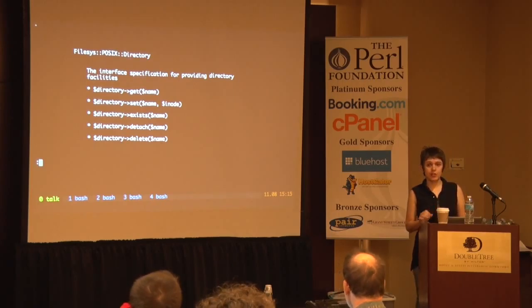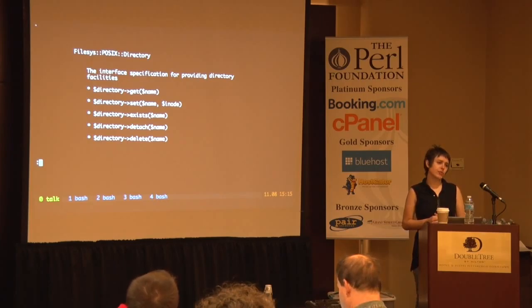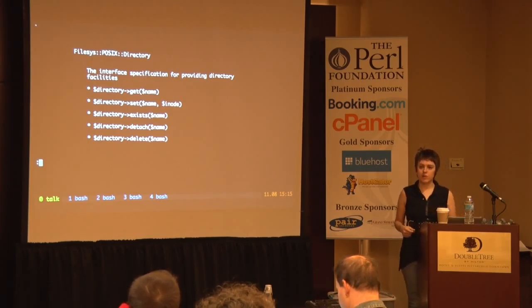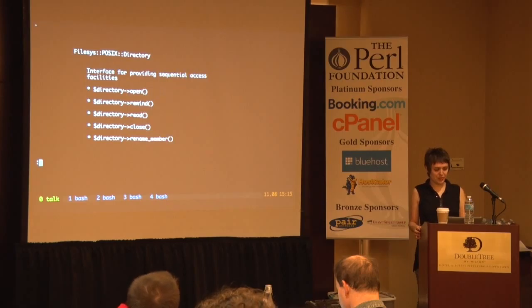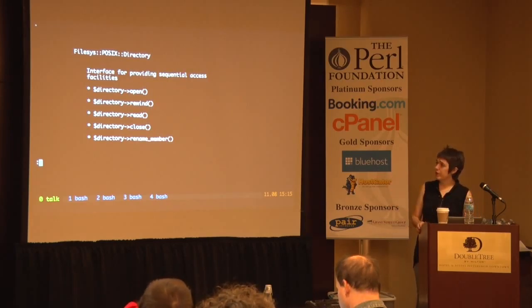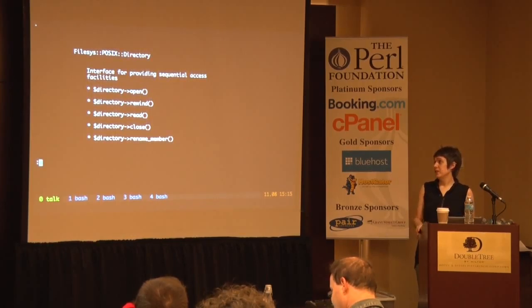Detach is important because that allows you to remove an item from your file system without removing it from the underlying file system. This is actually how snapshot is implemented. If you remove anything from a snapshot, it doesn't get removed from the underlying structure, but if I were to use delete, then that would have happened, and that wouldn't have made a very good snapshotty file system. And of course, you have to provide the facilities for performing sequential access to your directories. So you can get a directory handle, you can rewind, read for the next item in the directory, it just returns inodes. You can close the directory, you can also rename a member in your directory from one thing to another.